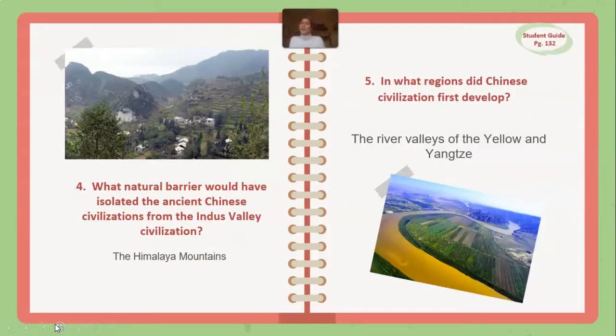Question number 4. What natural barrier would have isolated the ancient Chinese civilizations from the Indus Valley civilization? That would have been the Himalaya Mountains. And then question number 5. In what regions did Chinese civilizations first develop? The river valleys of the Yellow and the Yangtze.